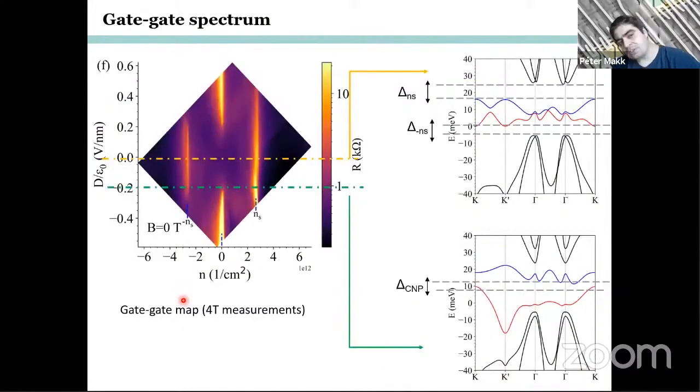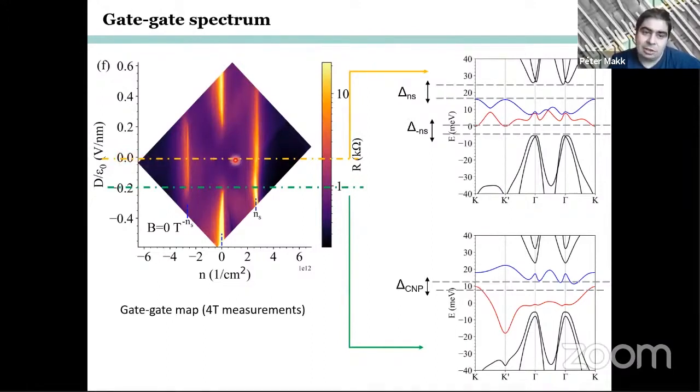So here is the measurement shown as a function of displacement field and carrier density. So using a top gate and bottom gate, you can do this. And let me guide you through this picture. So what you see is the resistance. So what is bright color? It's high resistive state. So the orange dashed line is the zero displacement field.